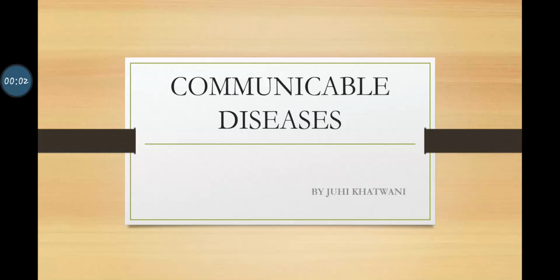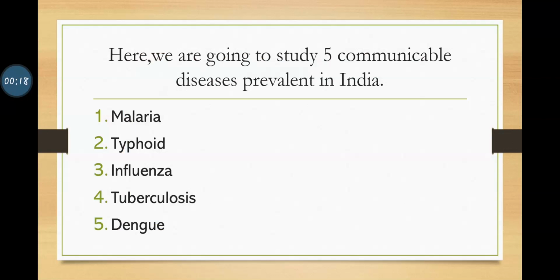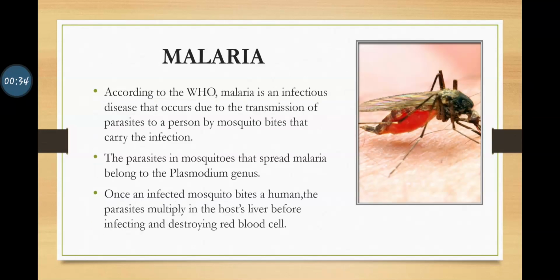Hello everyone. Today we are going to learn about communicable diseases. Communicable diseases are also called infectious diseases of public health importance. Here we are going to study 5 communicable diseases that are prevalent in India. First is malaria, second is typhoid, third is influenza, fourth is tuberculosis, and fifth is dengue.